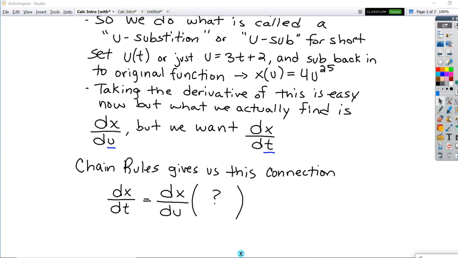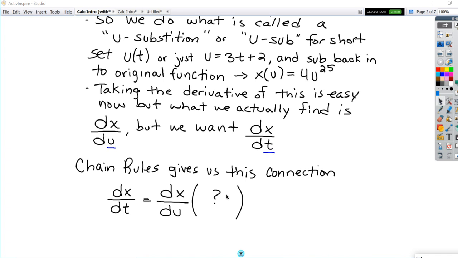So the chain rule gives us the connection here. What we want is dx divided by dt. That's the derivative we want. By taking the derivative of this with respect to u, that we would know how to do, that would give us dx divided by du. So the chain rule, chain comes from the fact that there's another term here. We're linking another link of the chain, which needs to be multiplied to this term to get us back to this.